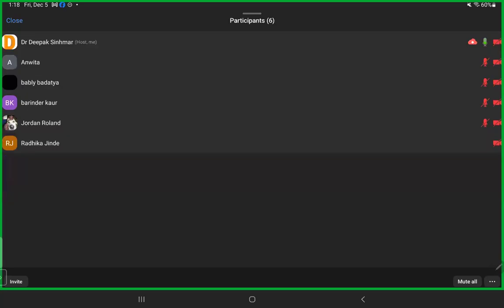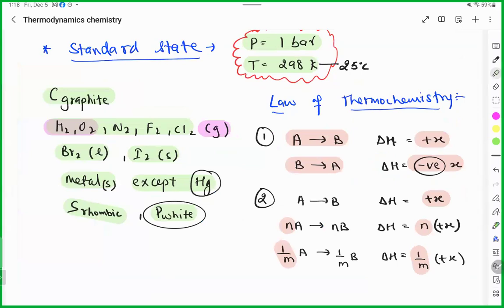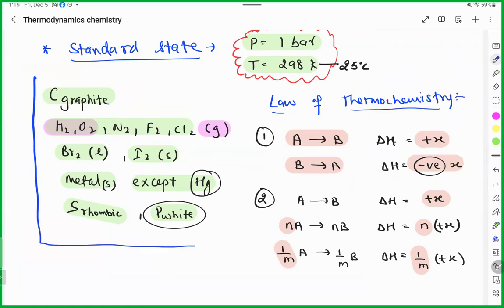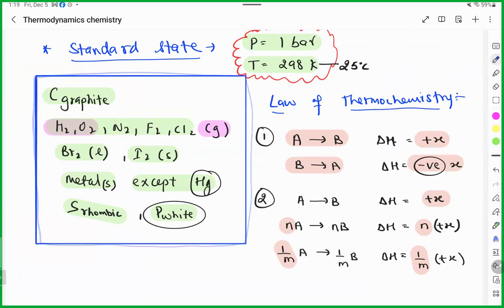सर ये standard होता है. Standard, in standard condition the value will be 1. Right? Am I audible to all? Yes, sir. Okay, so these standard states are important. You should know the standard state of every element. This is extremely important to calculate values in thermochemistry.